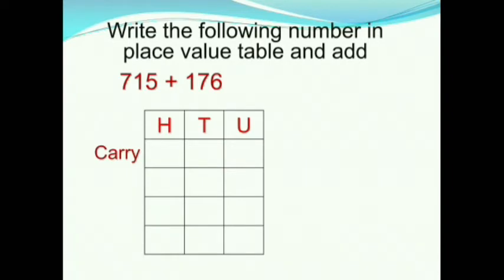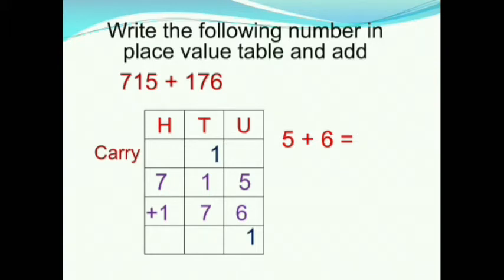Children, now we will learn about addition of 3 digits with carrying. In the first question, 715 plus 176. First write the numbers in the vertical column according to the place of digits. First add the digits in the units place. Which digits are there in the units place? The digits in the units place are 5 and 6. 5 plus 6 is equal to 11. Write 1 to the units place and 1 carry to the tens place.